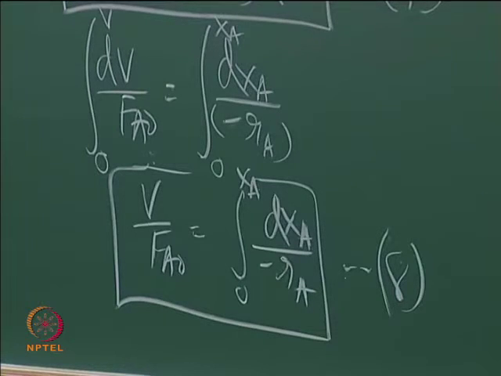Just for comparison, we have written one for the batch reactor. What is that? t by CA0 equal to the integral of the same dXA by minus rA. Just for comparison. Good, so that is the one.